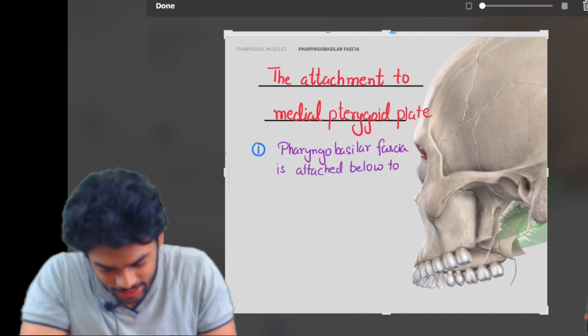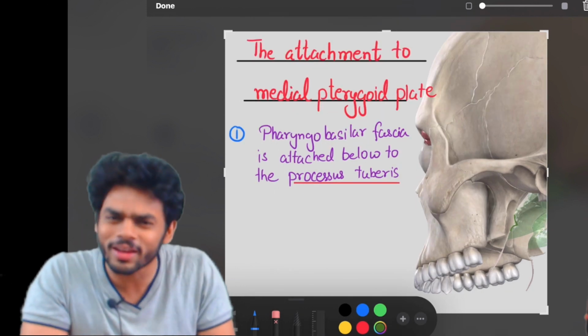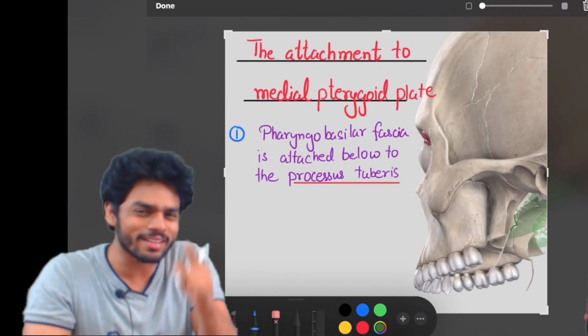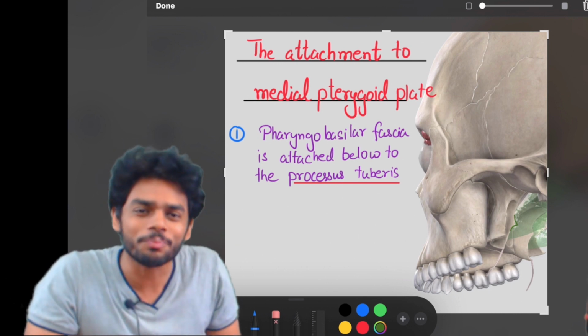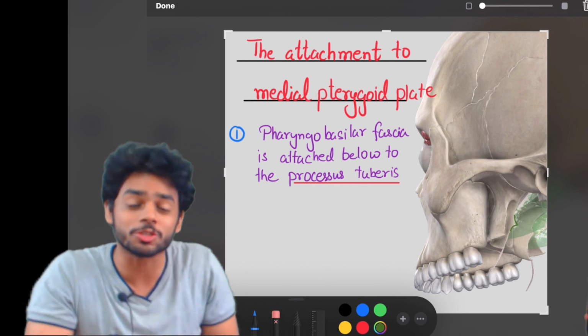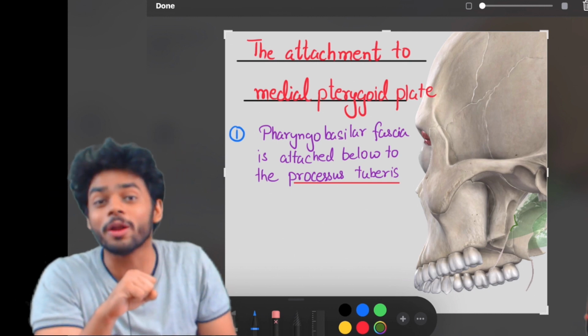Pharyngobasilar fascia is attached to the processus tuberis. Now, where is the processus tuberis? Can you see the green part which I have marked on the screen? That is processus tuberis, which is present on the posterior border of the medial pterygoid plate.